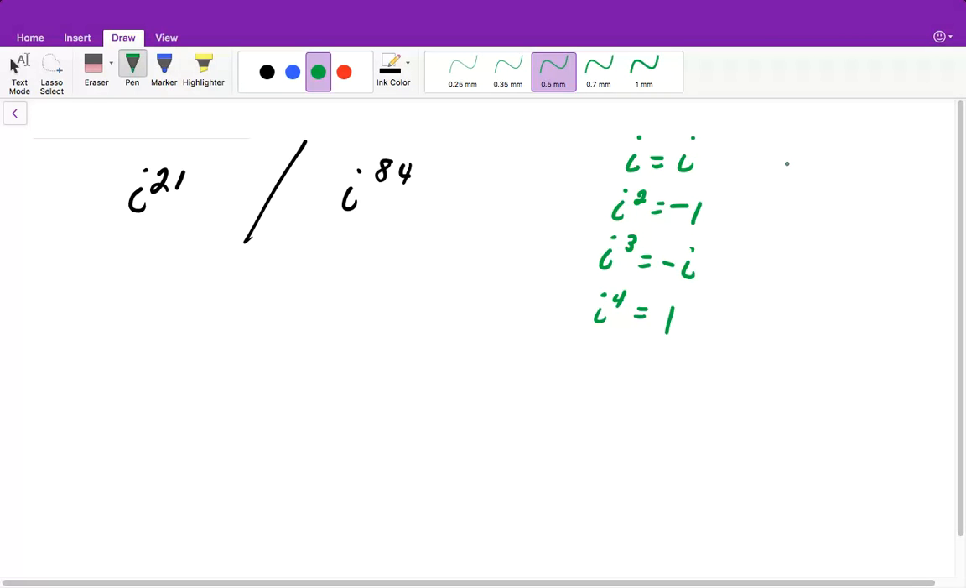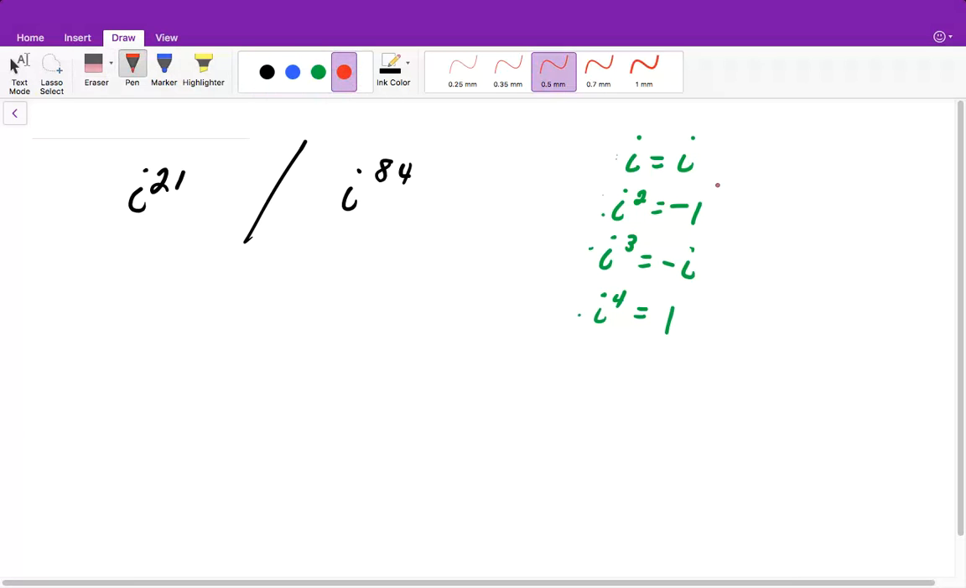When we go to i to the 5th, that is equal to i, which is the same as just a regular i. When we go to i to the 6th, it is equal to -1. So after we go through these 4, it starts to repeat. This will be 5, this will be 6, 7, 8, 9, 10, 11, 12, and so on. Now, it's tedious and long if you were to try and actually count those, especially if you're doing i to the 84th. That could take you a while to count.